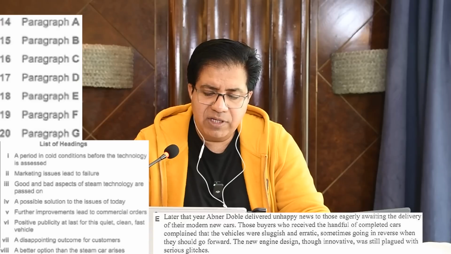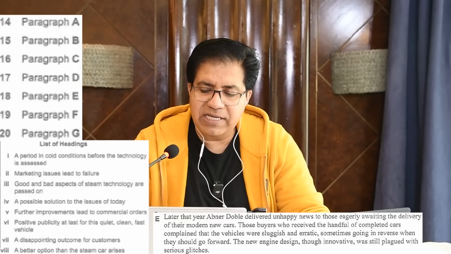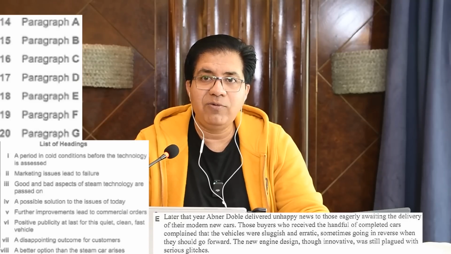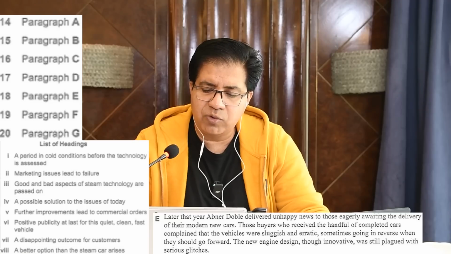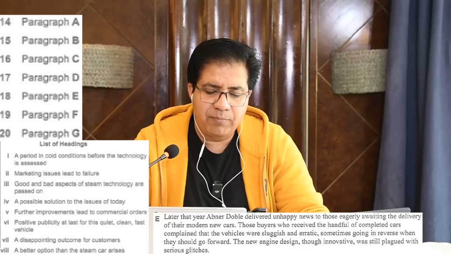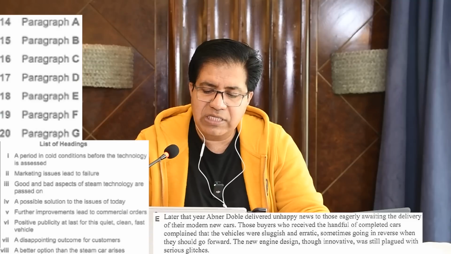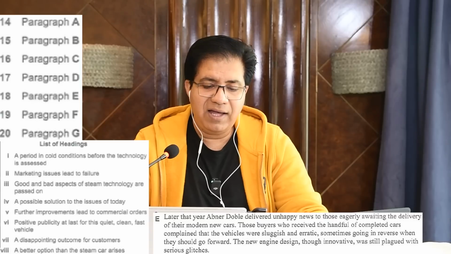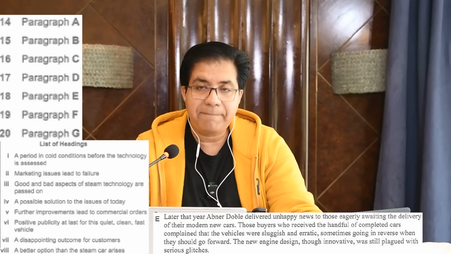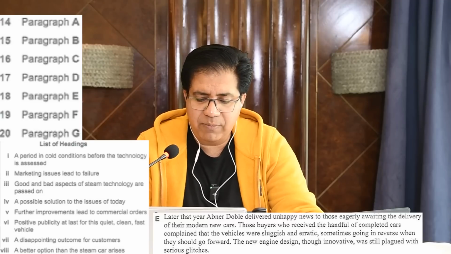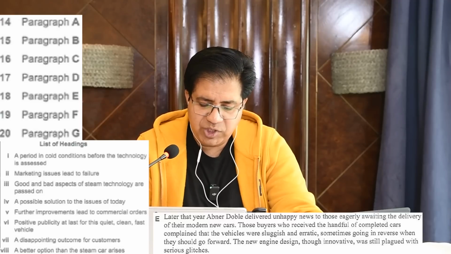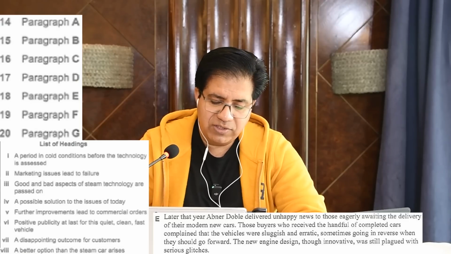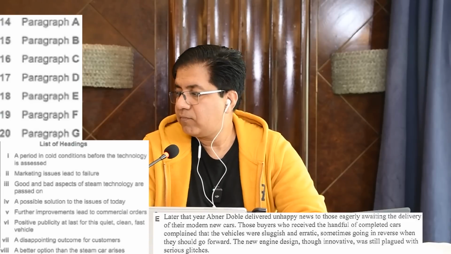Later that year, Abner Doble delivered unhappy news to those eagerly waiting. Unhappy news to those who are waiting means customers. And unhappy news means something disappointing. Unhappy news, those eagerly waiting the delivery of their modern new cars. Those buyers who received a handful of completed cars complained. What does it mean? Customers were unhappy, disappointed. Which heading is that? 7, a disappointing outcome for customers. So, question number 18, answer is 7. And now you should cross number 18 also. Got it?